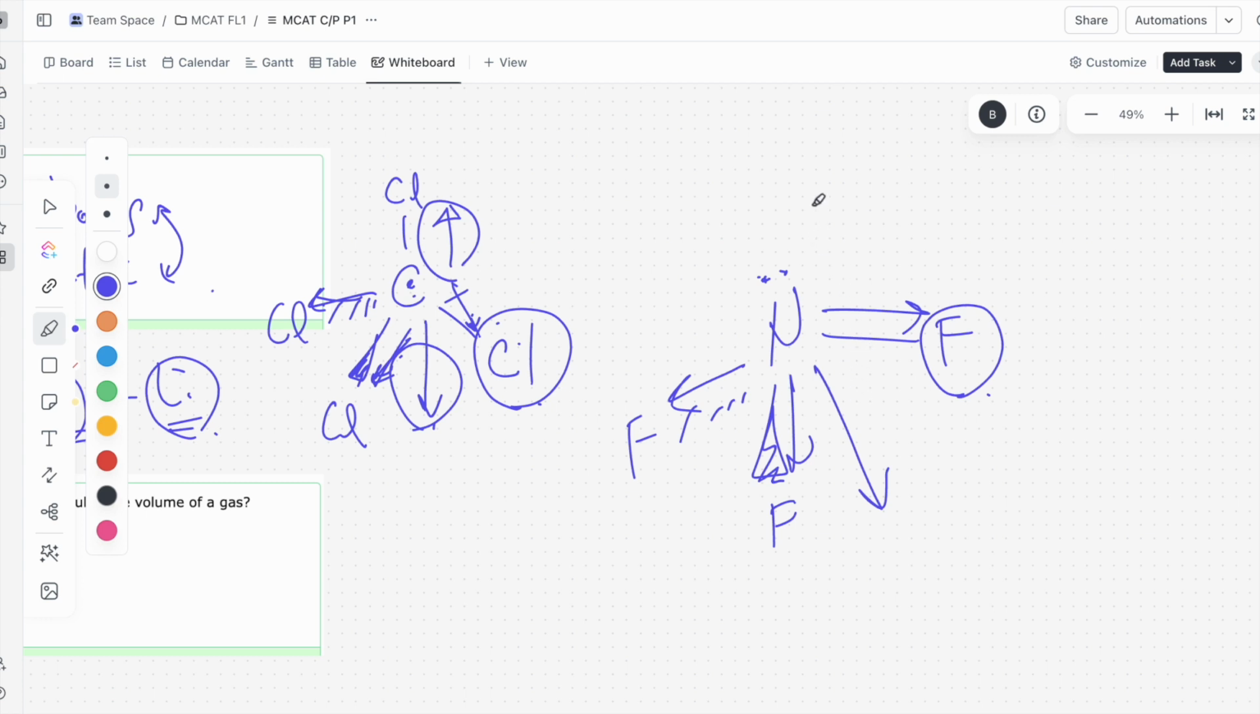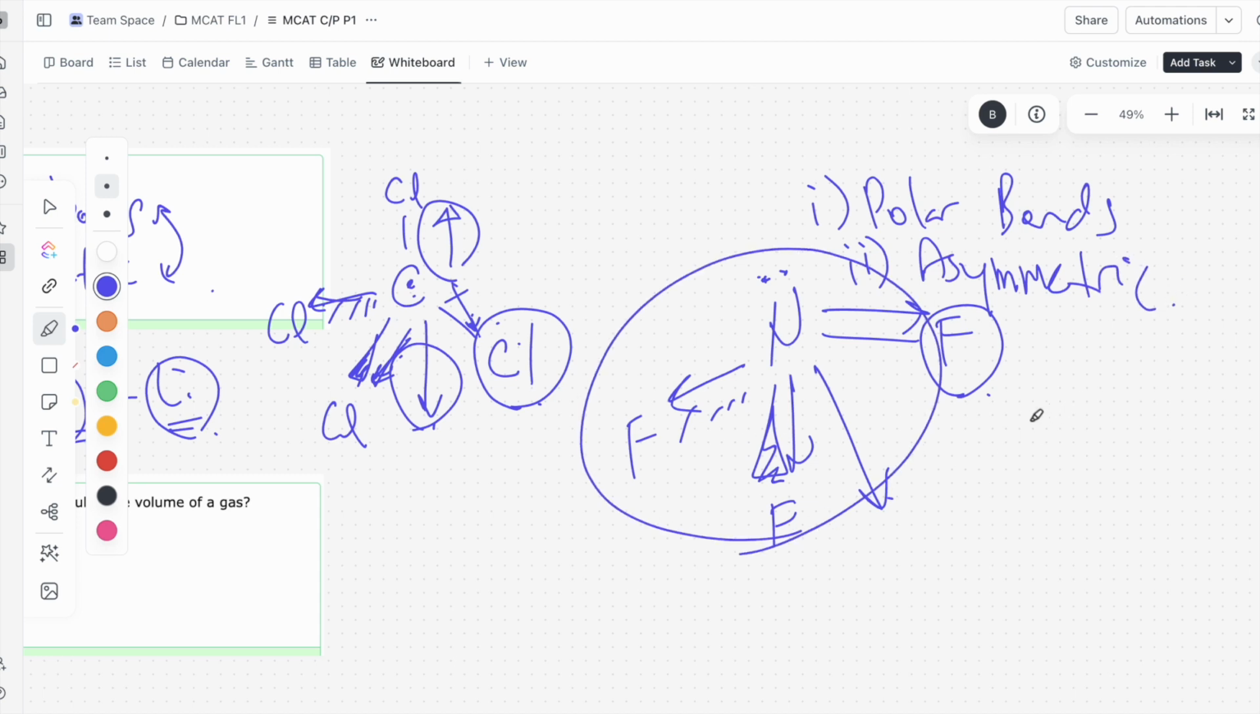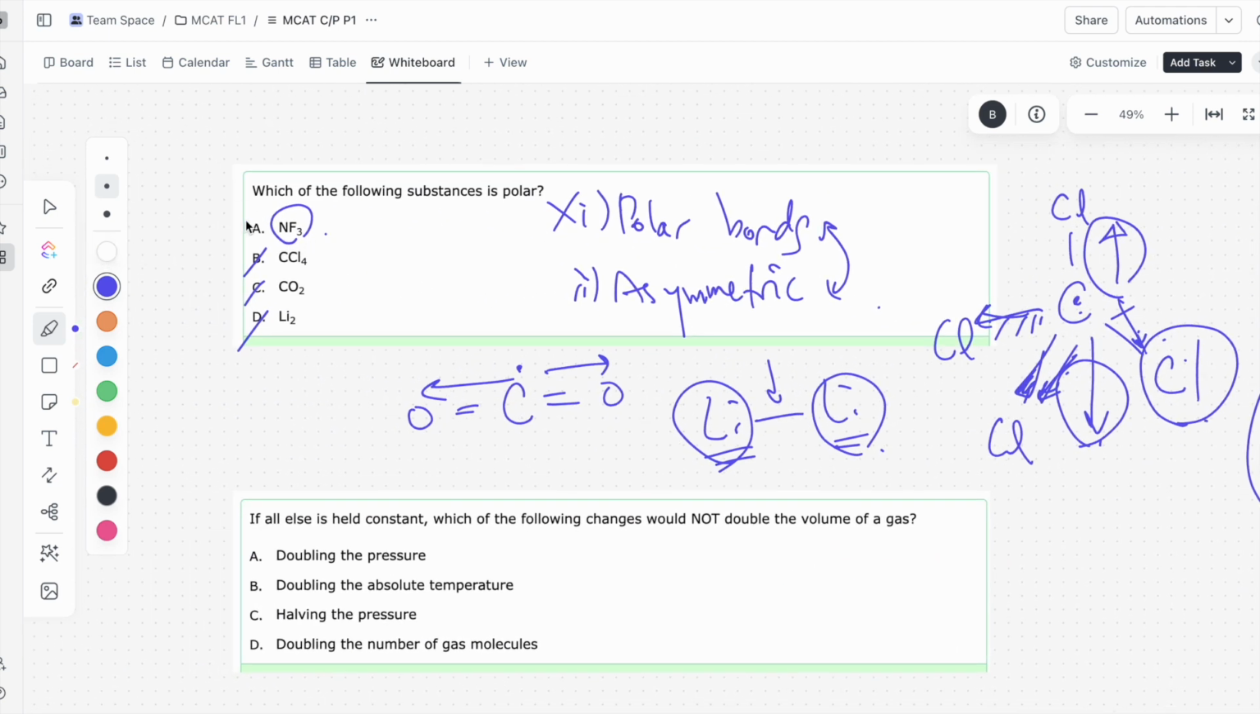We checked out the two criteria. Number one, polar bonds, and then we check to make sure that this is not symmetric. We know this is asymmetric. These vectors do not cancel each other out, so we know for a fact it is asymmetric. So we know for a fact that this molecule has to be polar. So A is the correct answer.